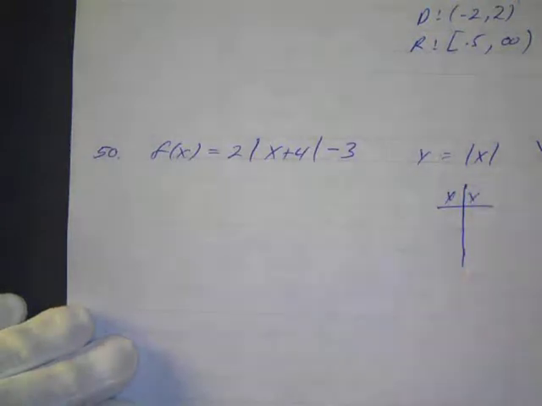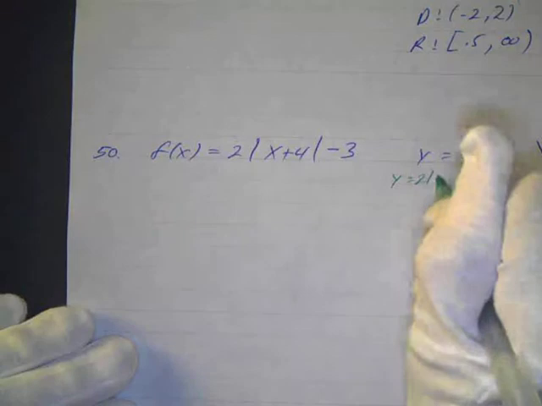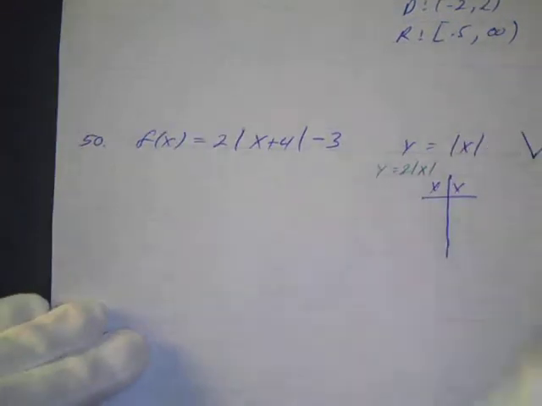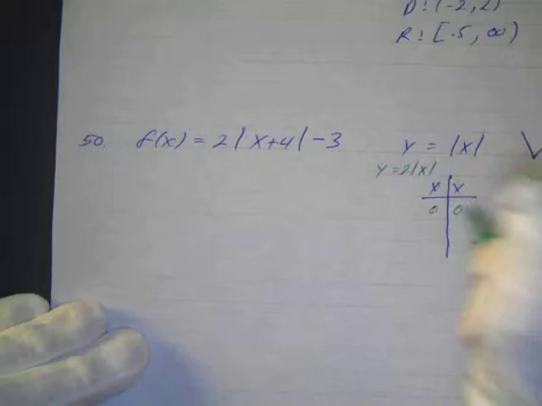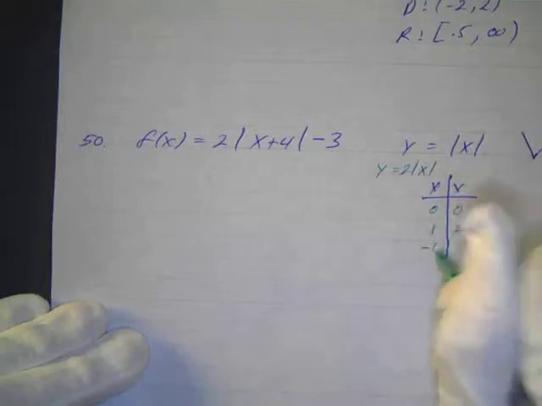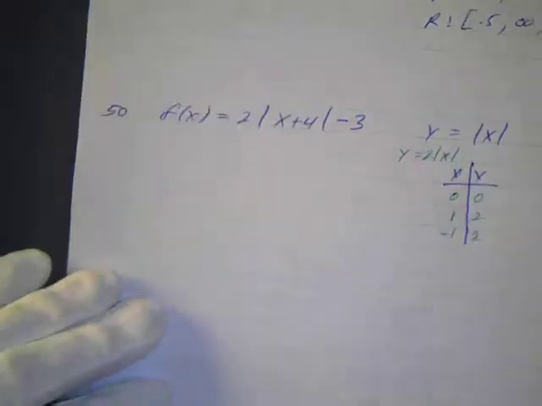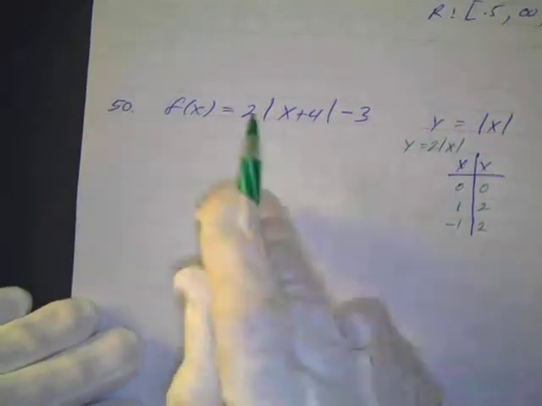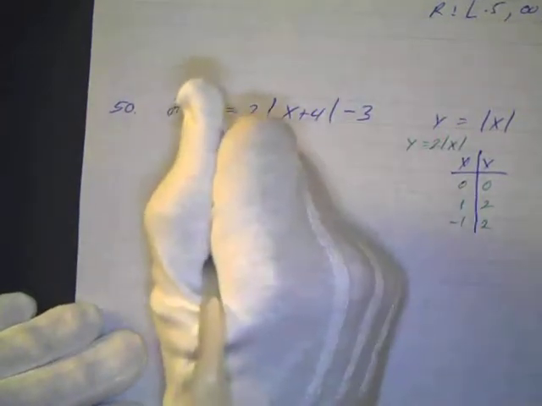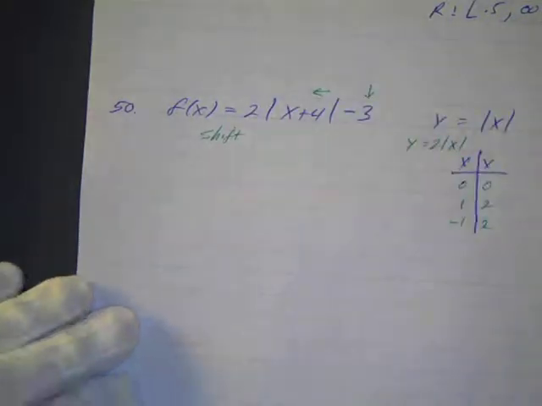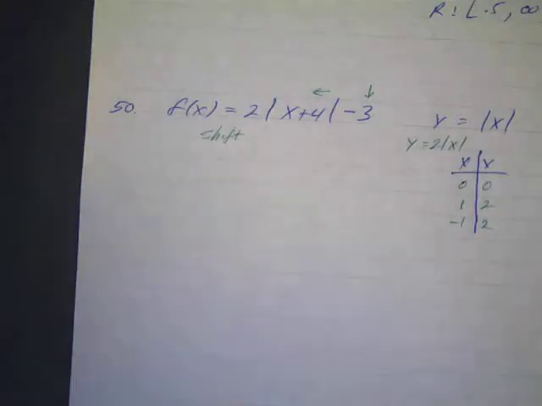So the new shape equation would be y equals 2 times the absolute value of x. So let me put some points in here. So when x is 0, y is 0. When x is 1, y is 2. And when x is -1, the absolute value of -1 is 1, and 2 times 1 is 2. So we got a couple points there. And that gives me my shape, and then this determines my shift. And this means I'm going 4, and it's always the opposite sign here, so this is 4 to the left and down 3.